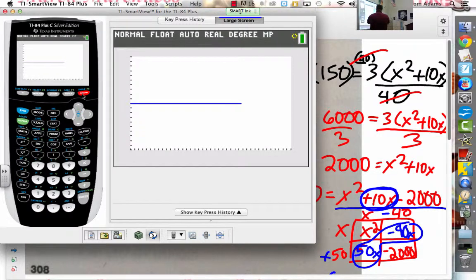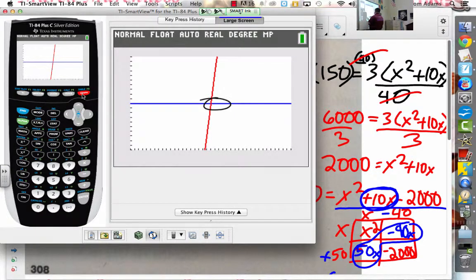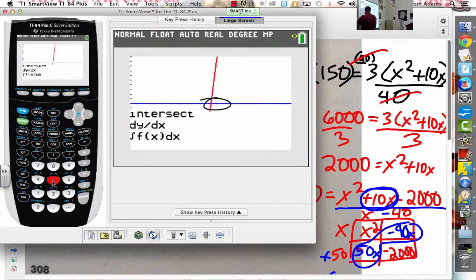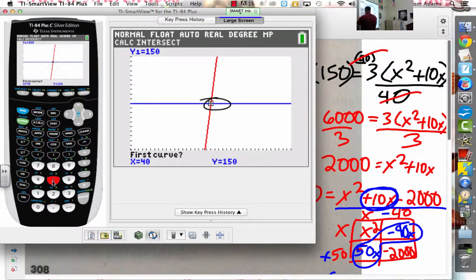That line represents y equals 150, and in a second we're going to have a quadratic that should come through. This is the intersection that we're looking for, and if I did my math right, that should be 40. So I'm going to hit second trace for the calculate and try to find the intersection. My first curve looks good, second curve looks good, going to guess. And yep, when x equals 40, they both equal 150. And so any value less than 40.